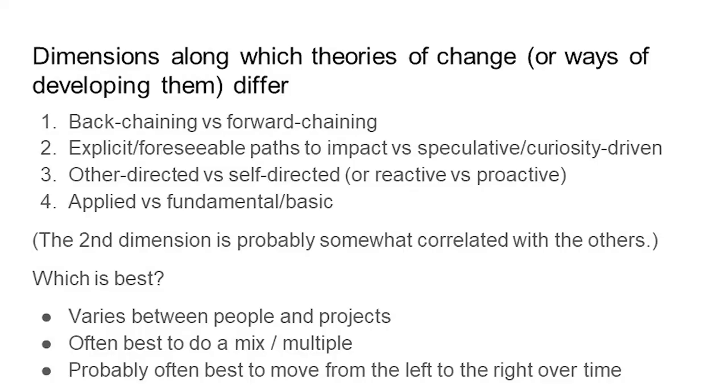So, dimensions along which theories of change, or ways of developing them, can differ, which are all just worth having in mind as you're doing things. This is my own taxonomy, homebrewed. Backchaining versus forward chaining, we've talked about that a bunch. I'm not going to talk about it more. Explicit or foreseeable path to impact versus speculative and curiosity-driven.